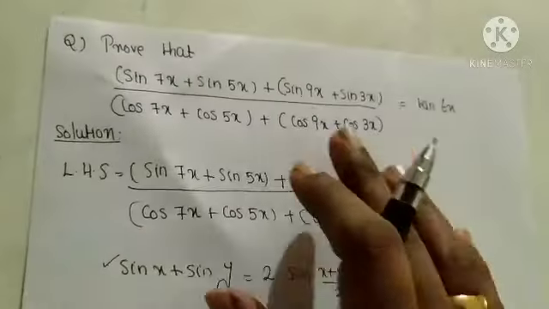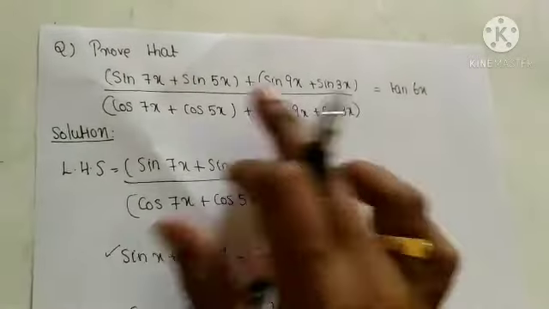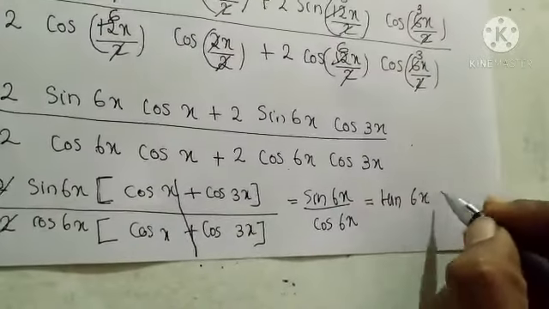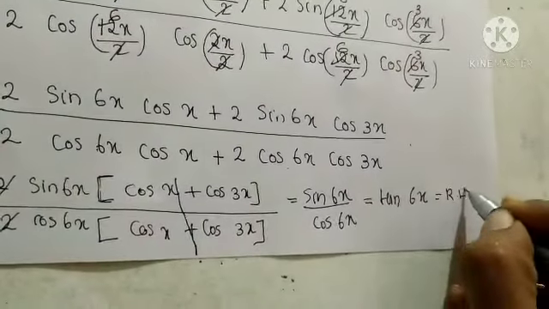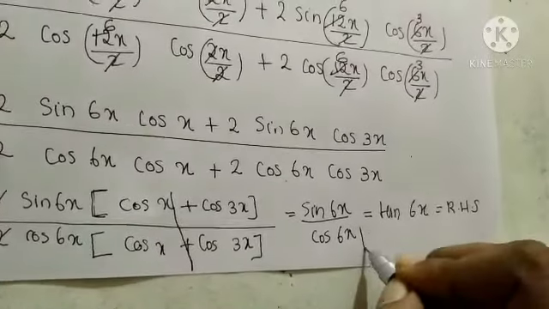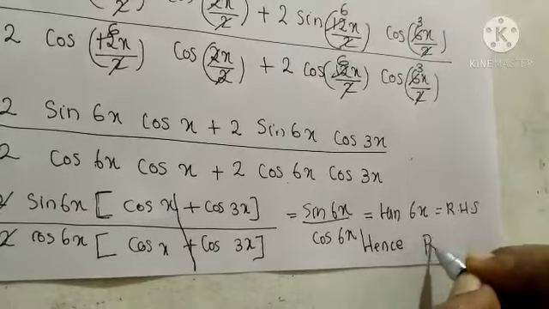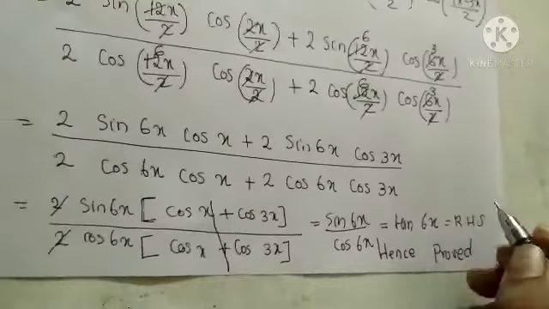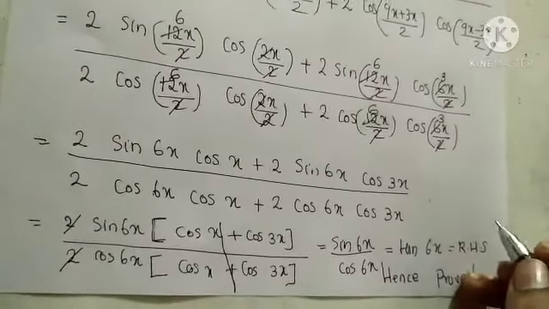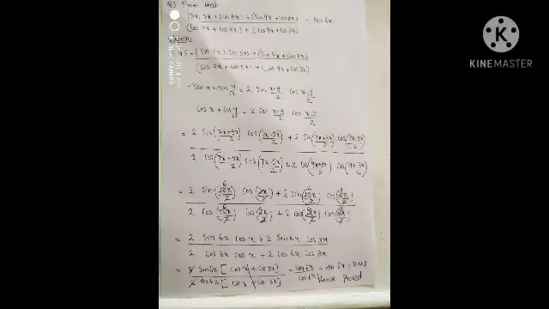So we needed to prove that in this question LHS is equal to tan 6x. So now proved. Hence we can write it as hence proved. I hope you understood this question.